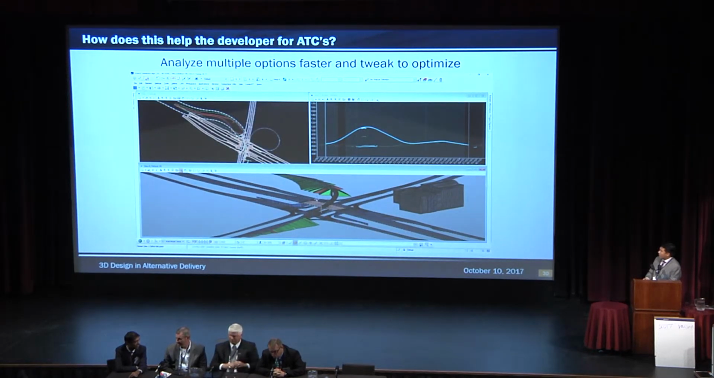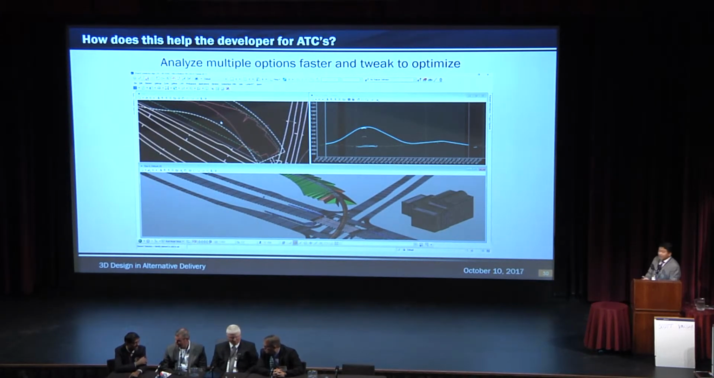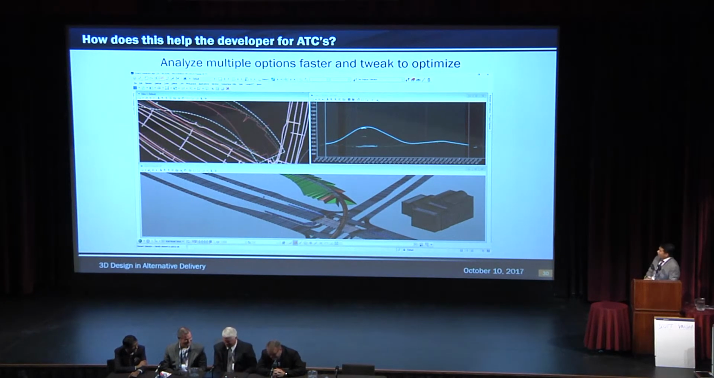Now let's say I didn't like that option and I wanted to explore a direct connector option. Again, this took about 20 minutes to do. I don't have enough time to show everyone, but here we can see we can calculate the quantities of that particular option.